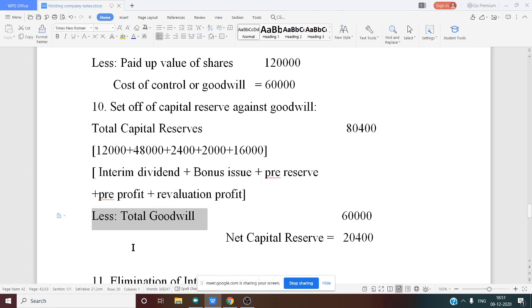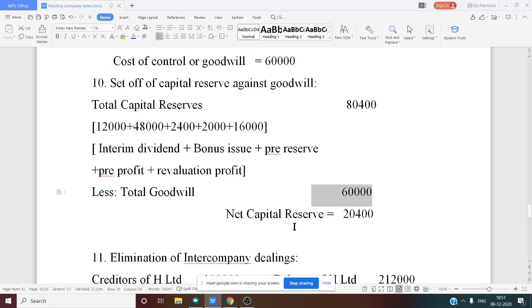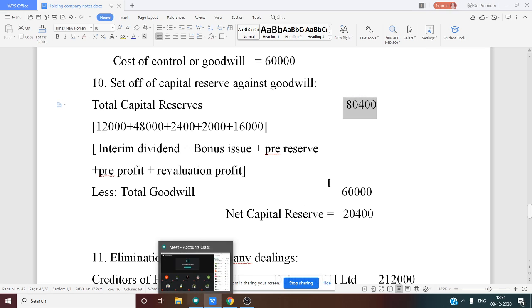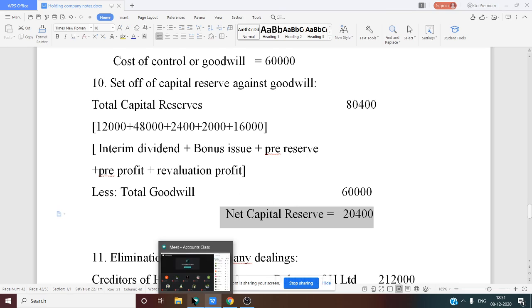From that, let's total goodwill. Total goodwill we have just now calculated in the previous working note, 60,000. So that you have to deduct. Now you know that total capital reserve negative balance is more than the positive balance. So negative balance means the liability side is more than the asset side. That is why net capital reserve answer is 20,400. This information you have to show separately in the consolidated balance sheet. So this is about working note number 10.